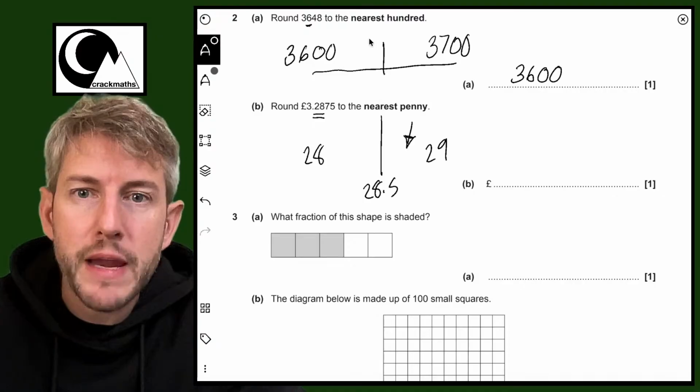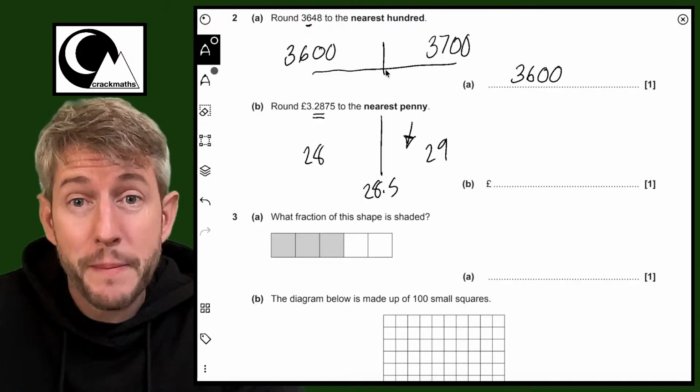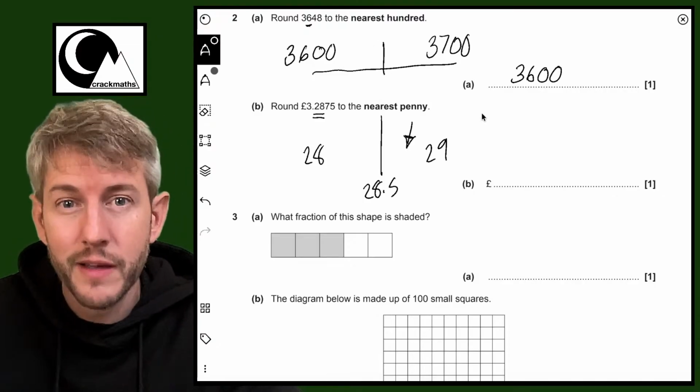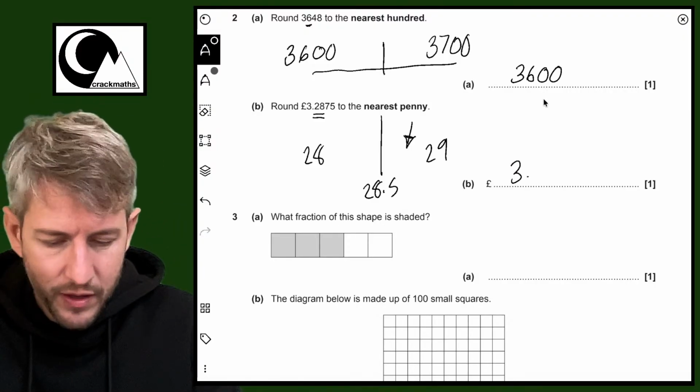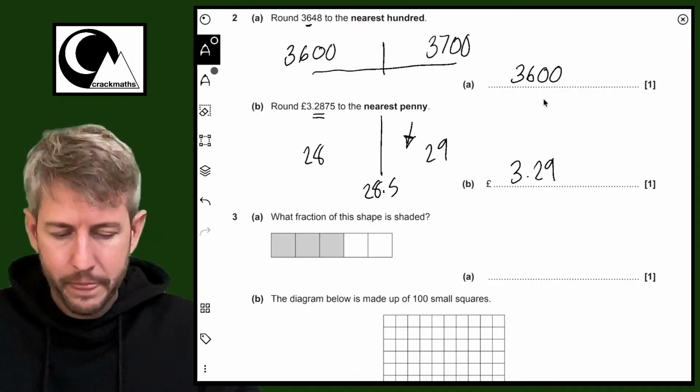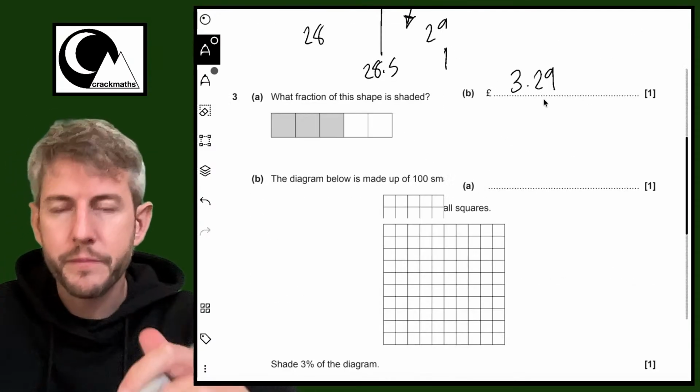So £3.2875 is going to be closer to £3.29. So that will end up here like this. Right, next part, question 3.